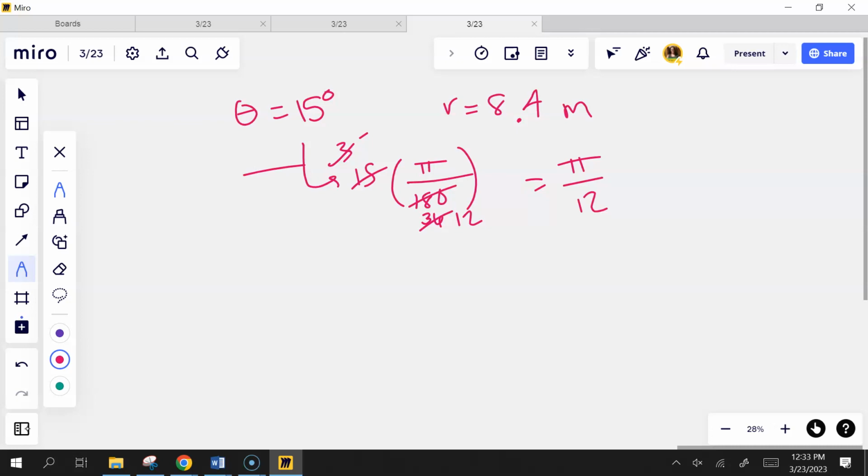12. That's fine. But that's not the answer because I was asked for the arc length, the intercepted arc, which means intercepted by that central angle that we've got on there, our theta. So here I've got pi over 12 times 8.4, or 8.4 pi.